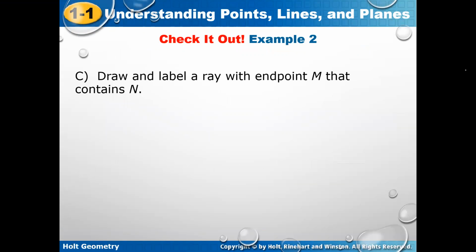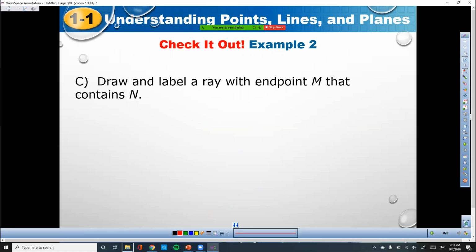Part C here, they want us to draw and label a ray with endpoint M that contains N. So if I have a ray with an endpoint M, and somewhere along my ray there's a point called N. So here we have a ray that has the endpoint M, and it goes in the direction of N. To name my ray, remember my first letter has to be my endpoint, and the second one has to be any other point on that ray. And the arrowhead always points to the right.